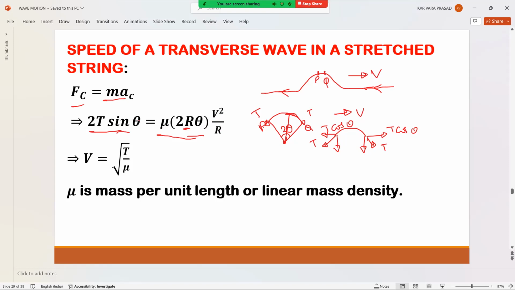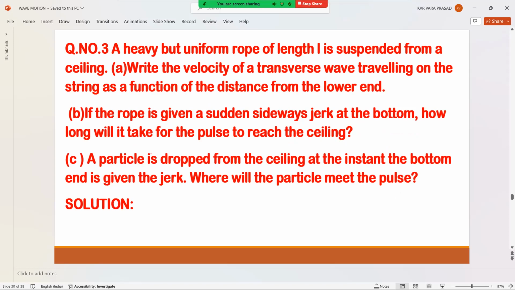Now here we are taking the assumption that the angle is very, very small. Theta value very small. When theta is very small, sin theta is approximately equal to theta. Then theta and theta get cancelled. 2 and 2 get cancelled. R and R get cancelled. Remaining is v equal to root of T by mu. This is the expression for the speed of a transverse wave in a stretched string, where mu is mass per unit length, or linear mass density. Let us now solve a problem based on this.